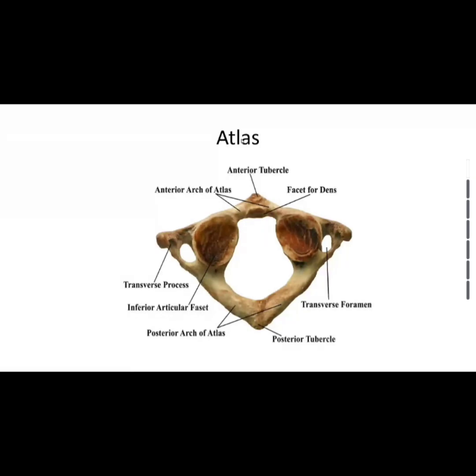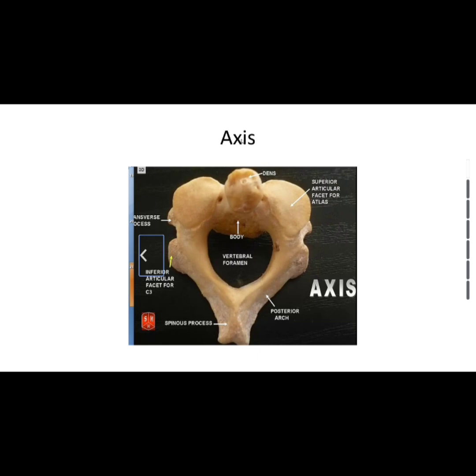Now the axis: you can see its body. You can see the dens, that is the odontoid process. That is the peg-like odontoid process, one of the things that makes it atypical. The second cervical vertebra, otherwise known as the axis. You can see the spinous process. So that is the second cervical vertebra, the axis, one of the atypical vertebrae.